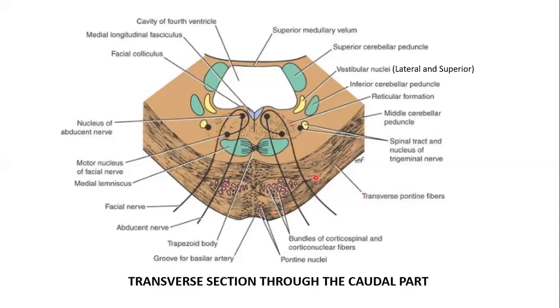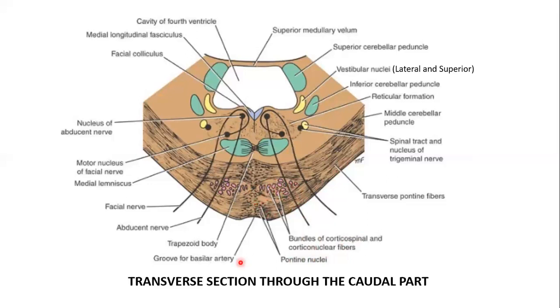These transverse pontine fibers go on both sides, and they go to the contralateral side. They are the main connection between the pons and the cerebellum. This is how the middle cerebellar peduncle forms, right? These transverse pontine fibers run through these bundles of the corticospinal and corticonuclear fibers and split them into small bundles.